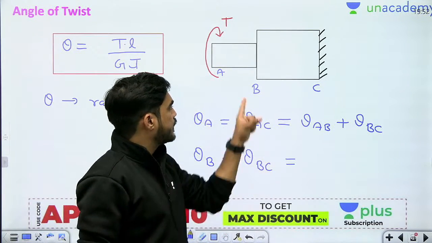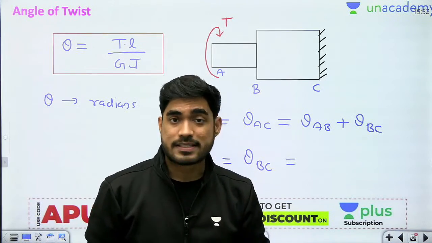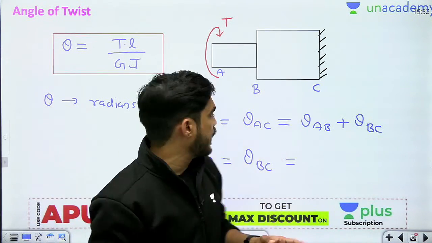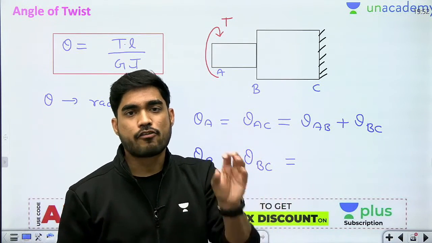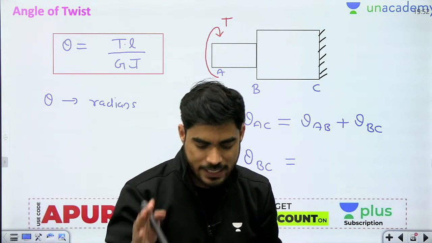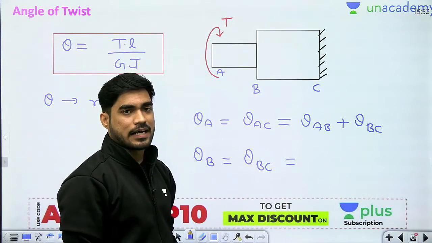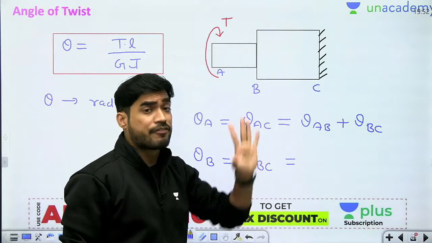But if I calculate theta BC, then theta C is 0. C is not twisting, C is fixed. So if I calculate theta BC, it will be the angle of twist of only B. So do you understand, if you need to calculate the angle of twist of any point, then you need to calculate the angle of twist of that point with respect to a fixed point.